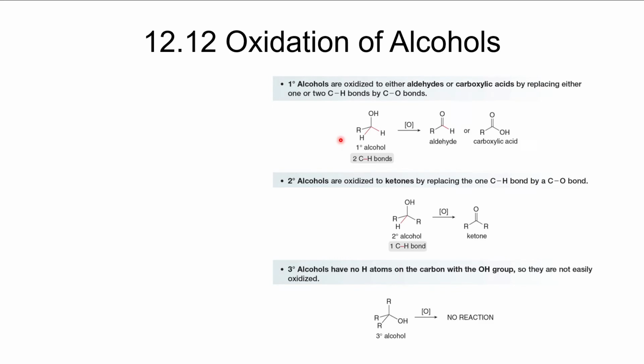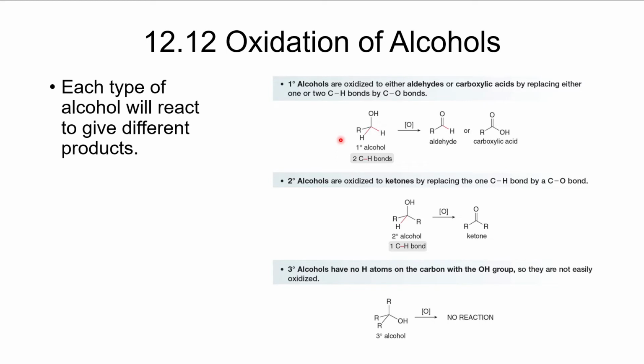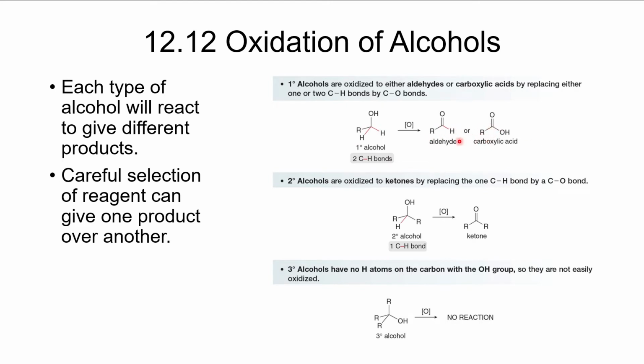All right, so now we want to look at oxidation of alcohols. And when we're oxidizing alcohols, we're going to increase the number of oxygen bonds going to that carbon in the alcohols. And so the result is that we can oxidize alcohols to carbonyl compounds. All right. And each type of alcohol will give a different product, and the reagent will help us to determine what product we're going to get.